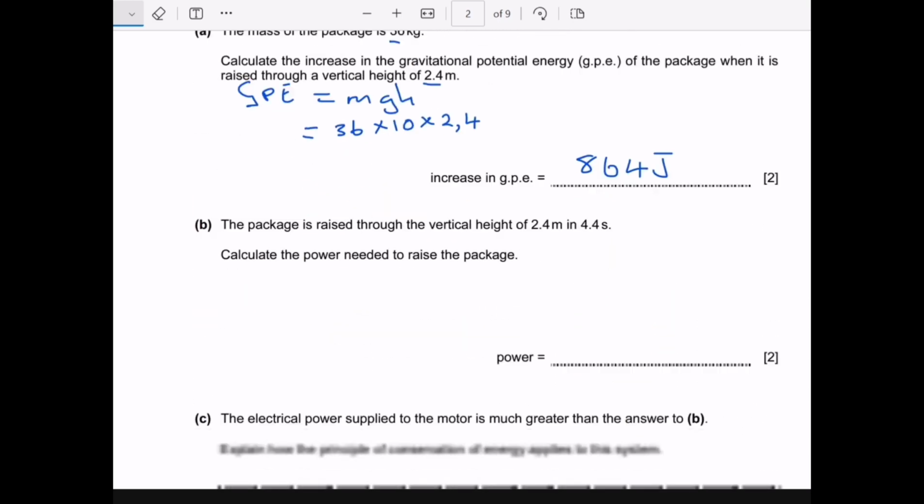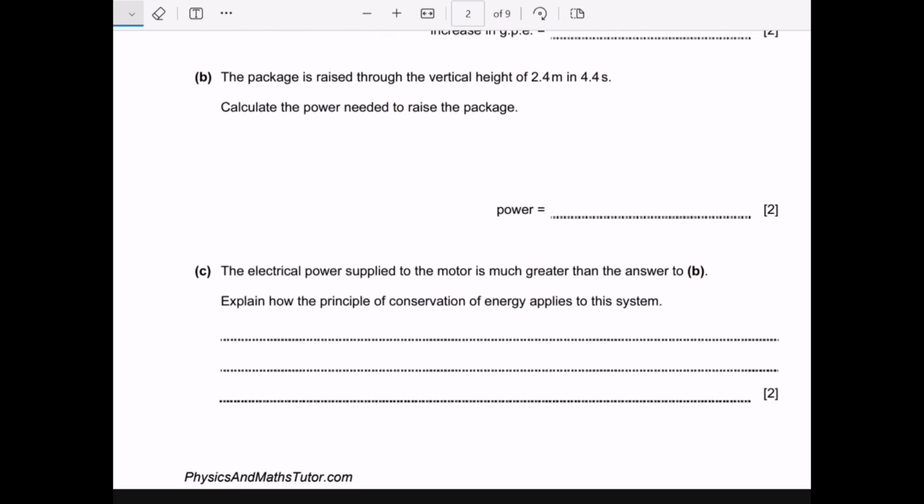Let's move to the next question. Package is raised through a vertical height of 2.4 meters in 4.4 seconds. Now we have time. Calculate the power needed to raise the package. We know that power, how do you calculate power? Power is equal to work done over time.